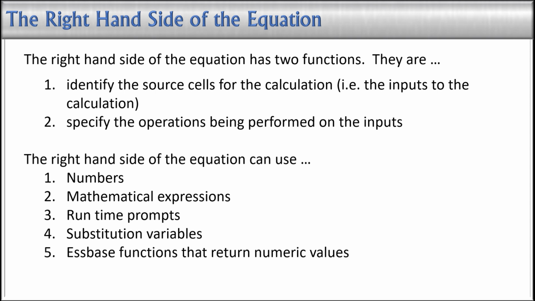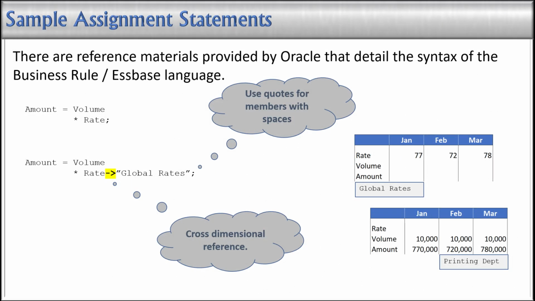On the right-hand side of the equation, we can use numbers. We can use mathematical expressions: plus, minus, multiply, divide. We can use runtime prompts. We can use substitution variables. And we can use Essbase functions that return numeric values. There are reference materials provided by Oracle that detail the syntax of the business rule Essbase language. Here, we're going to go over some of the basics.